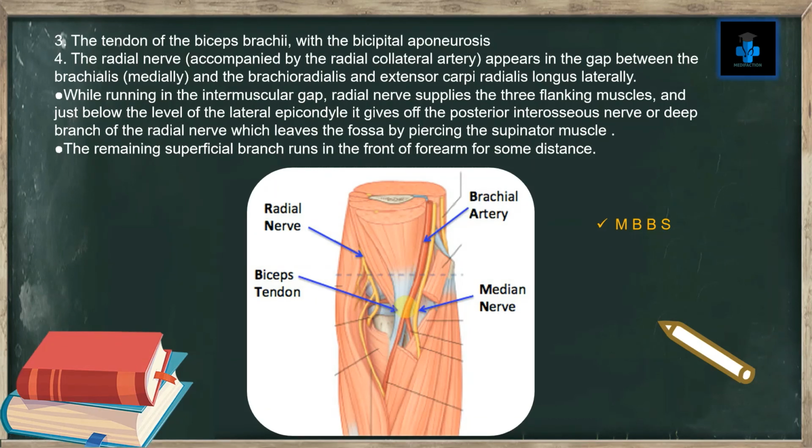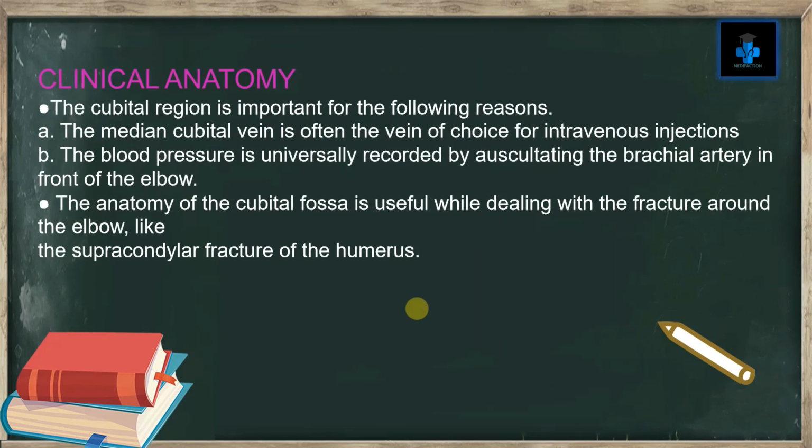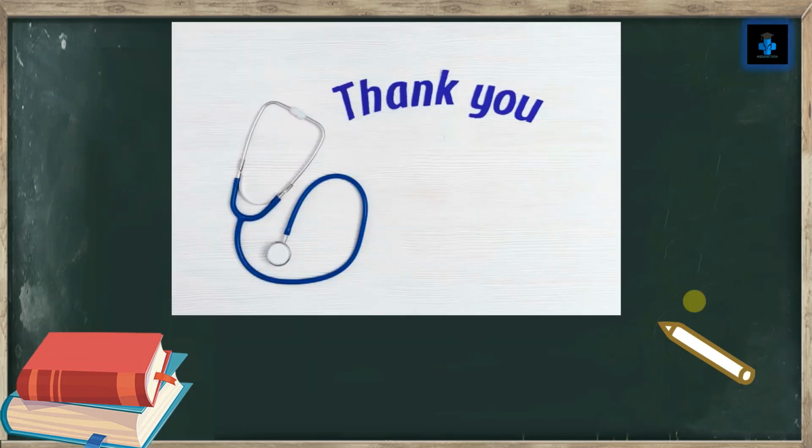Moving on to the clinical anatomy. The cubital region is important for the following reasons. The median cubital vein is often the vein of choice for intravenous injections. The blood pressure is universally recorded by auscultating the brachial artery in the front of the elbow. The anatomy of the cubital fossa is useful while dealing with the fracture around the elbow, like the supracondylar fracture of the humerus. Hope you have understood the video.